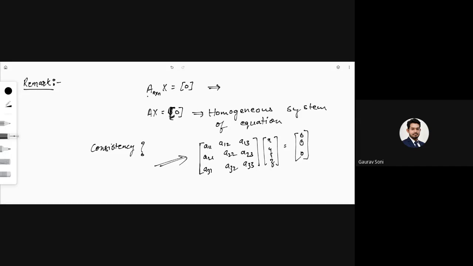Now the question arises, if it has a solution, there can be two types always: unique and infinite. So what we have to do is figure out which one it is, either unique or infinite, that we can do. So we'll just make that remark that a homogeneous system of equations is always consistent.